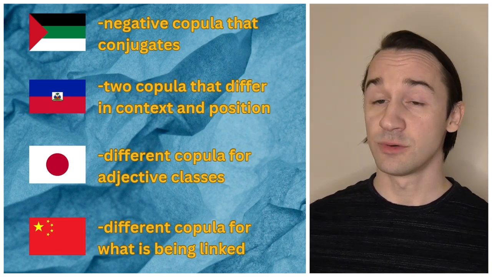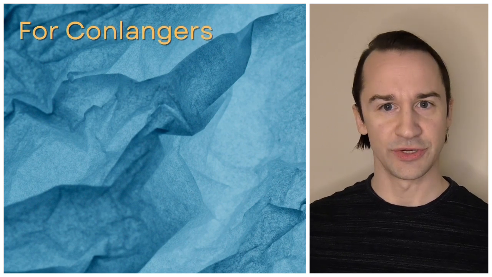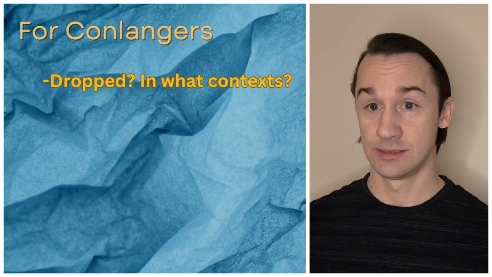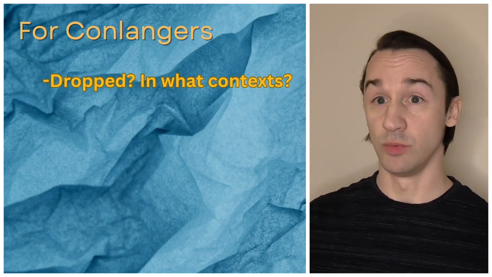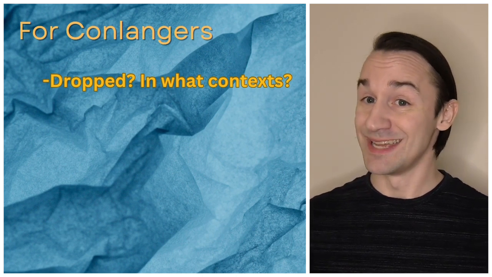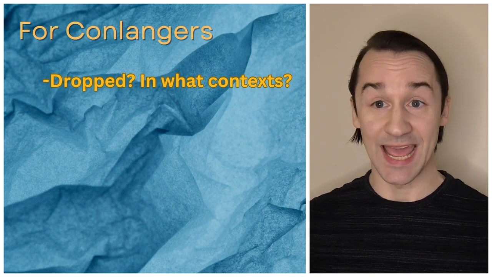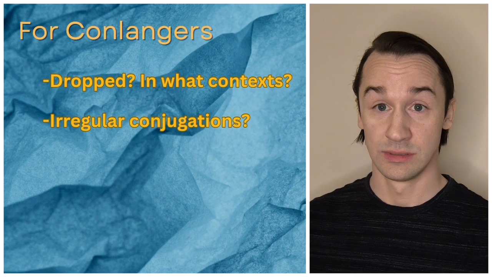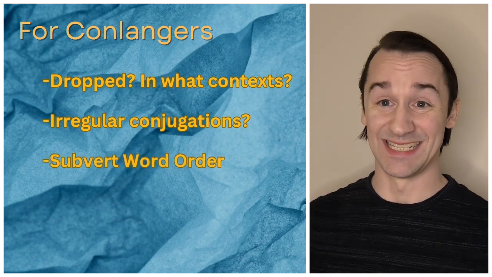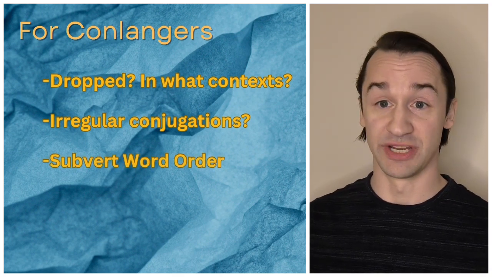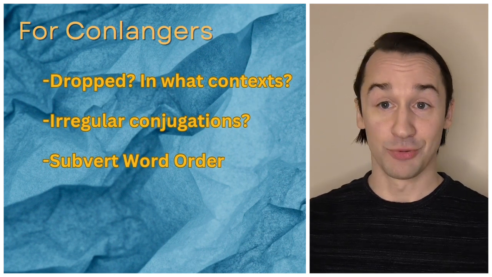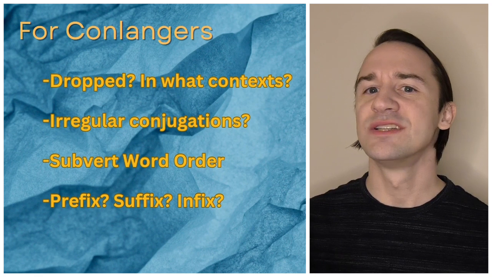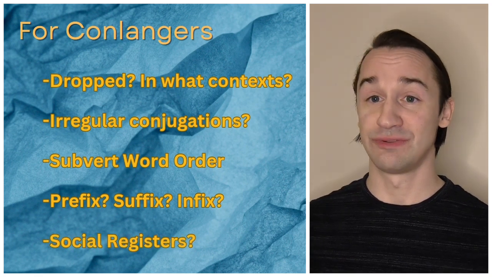So what does this mean for conlangers? Consider these questions. Does your language drop the copula in some contexts? Only with adjectives? Only with nouns? Only in certain tenses? Only on rainy days? I don't know. Are the forms irregular? And do they break word order rules? Maybe the copula always ends a sentence when the regular word order is subject, verb, object. Is the copula a prefix, a suffix, an infix? Are there different forms for different registers of formality?